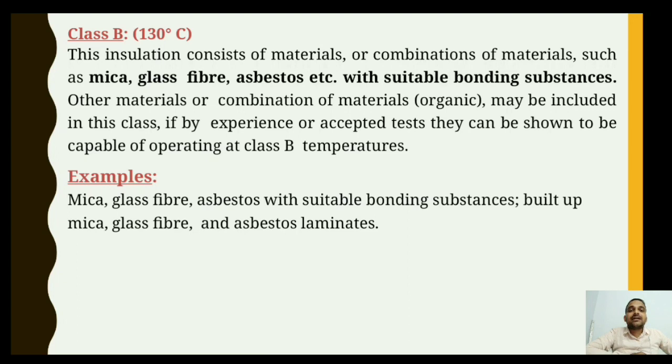Okay, and the examples are mica, glass fiber, asbestos with suitable bonding substances. Built up mica, glass fiber and asbestos laminates, we can say, are the examples of class B.